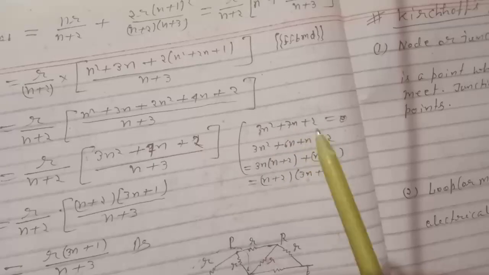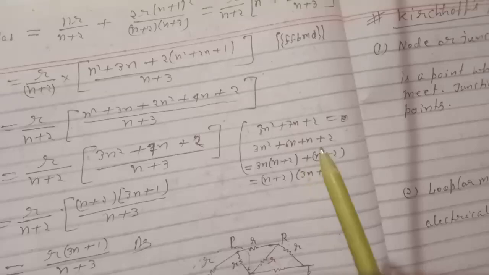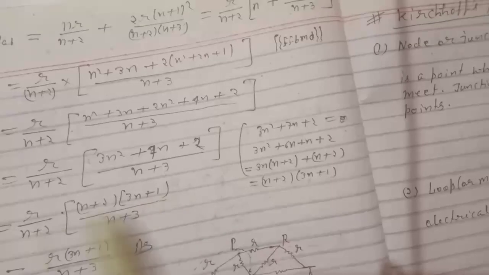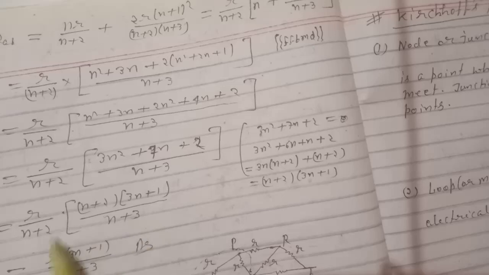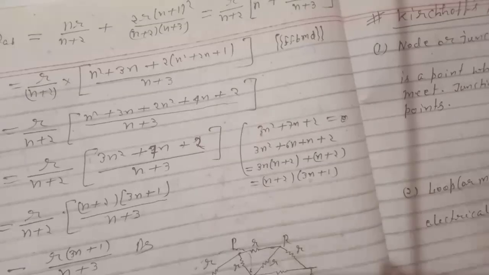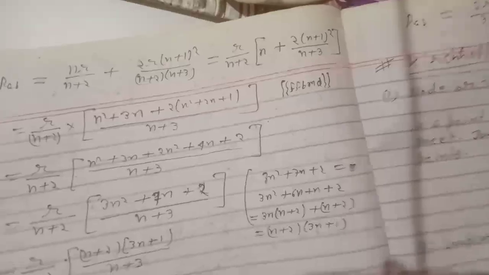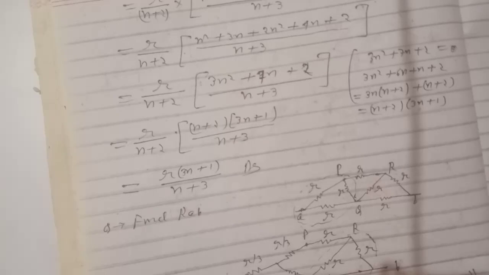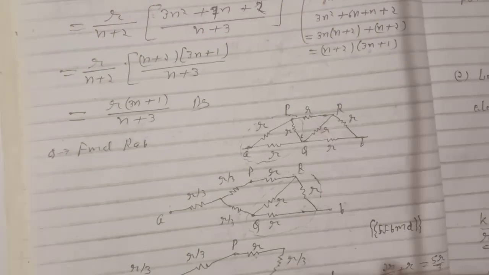For example, 3N square plus 7N plus 2 equals 3N square plus 6N plus N plus 2, or 3N taking common, (N plus 2) plus (N plus 2), and now again (N plus 2) is taken common, (N plus 2) into (3N plus 1). So we have written here R by (N plus 2) into (N plus 2) into (3N plus 1) by (N plus 3). Now (N plus 2) will cancel out, so R into (3N plus 1) by (N plus 3) is the answer. So using the delta star method, we have solved the circuit of a Wheatstone bridge which is not balanced.